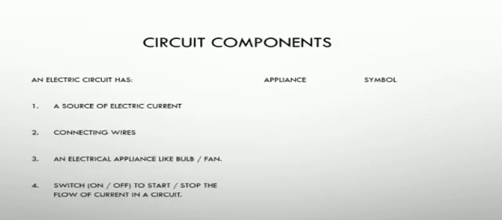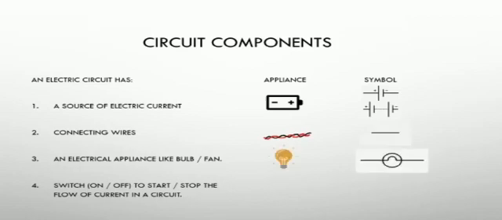An electric circuit has the following components: a source of electric current such as a battery, connecting wires, an electrical appliance like a bulb or a fan, a switch to start or stop the flow of current in a circuit.